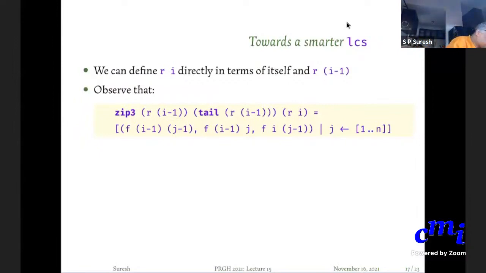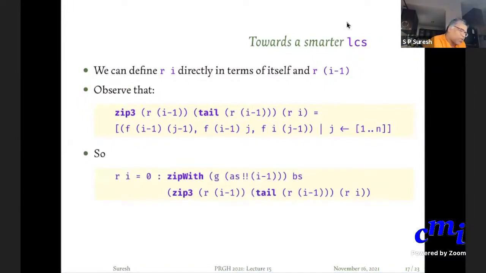So if you do zip3 of r i minus 1, tail of r i minus 1 and r i, then you will get f of i minus 1 j minus 1, f of i minus 1 j, f of i j minus 1. Okay. So this you can figure out, from j going from 1 to n.